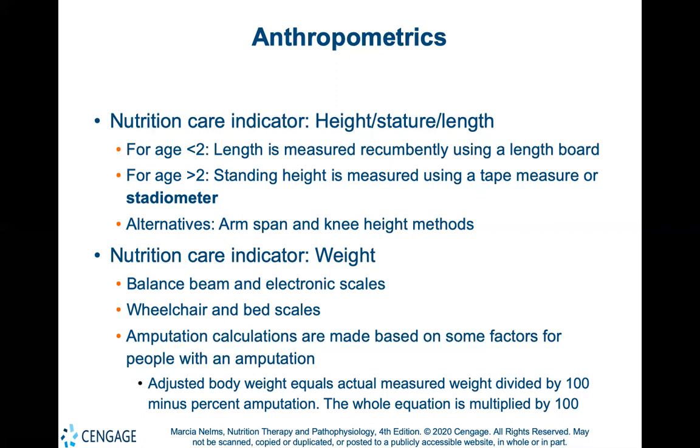For those patients with an amputation, weight has historically been adjusted using the following factors: hand, 0.8%; forearm and hand, 3.1%; entire arm, 6.5%; foot, 1.8%; lower leg, below knee and foot, 7.1%; entire leg, 8%. Adjusted body weight equals actual measured weight divided by 100 minus percent of amputation. The whole equation is then multiplied by 100.